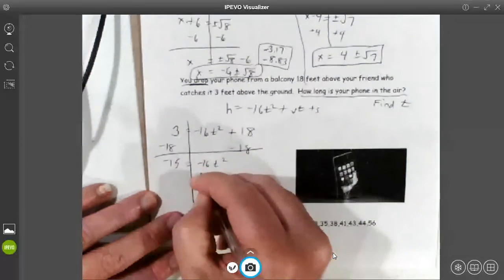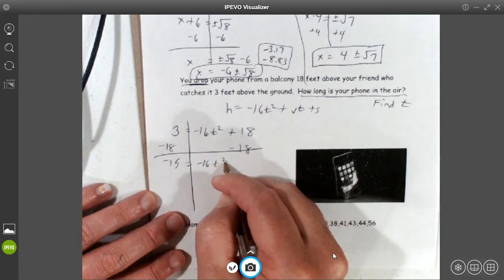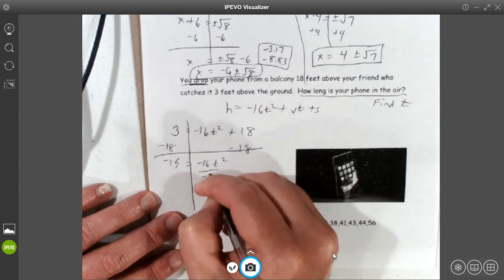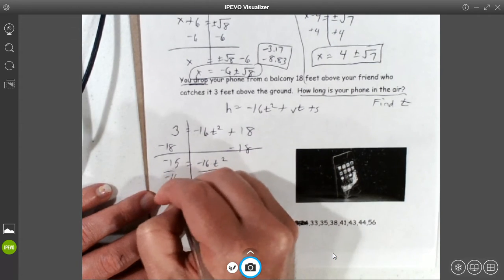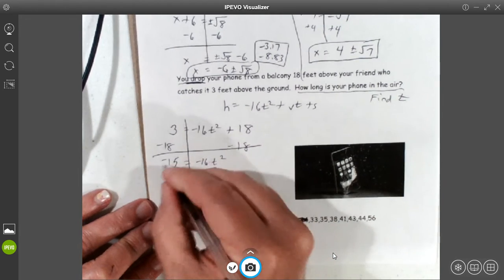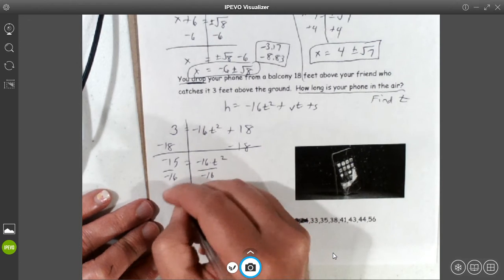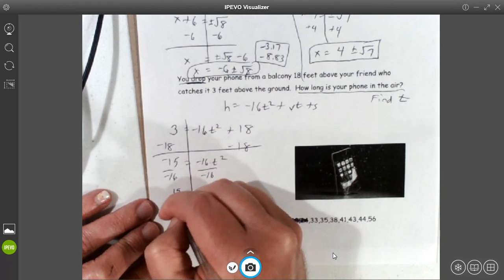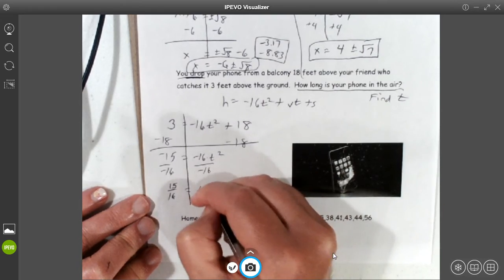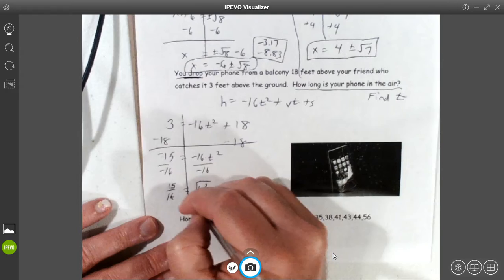Next thing I'm going to do, again, I've got multiplication and an exponent. Order of operations would say exponents before multiplication, but remember, we're undoing this, so I want to divide by -16. And now negative divided by a negative is going to be a positive. But rather than get the decimal for this, I'm just going to leave it 15/16. Fractions can be okay. And over here, I'm going to get t squared. And now I want to square root both sides.